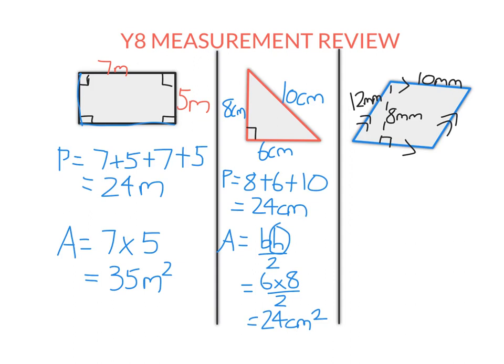The third shape on here, the blue shape, is the parallelogram. It has 2 pairs of parallel sides. It's kind of like a rectangle that is slanted. So to find the perimeter is again pretty easy. We just add the sides.